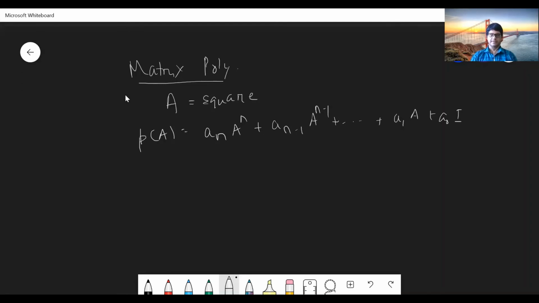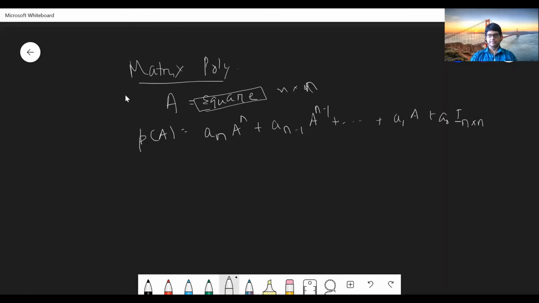Fine. Means if A is of n cross n order, then I is going to be also of n cross n order. Fine. So this is the matrix polynomial representation, and A should be a square matrix, and that is important. You should understand, A should be square. If it is not square, then this A to the power n would not work out. Fine. This is matrix polynomial.